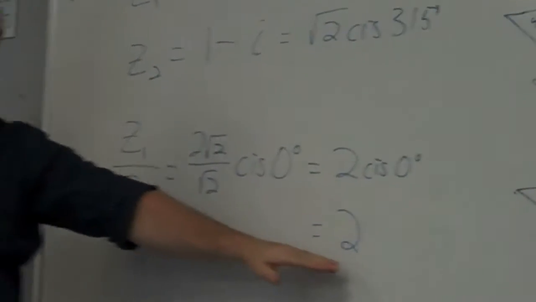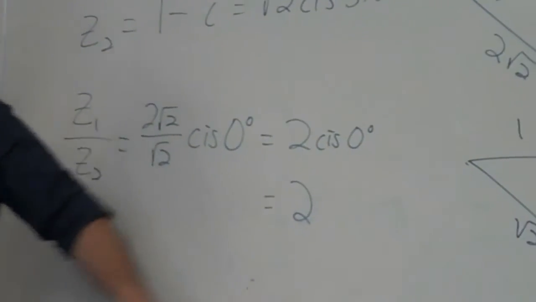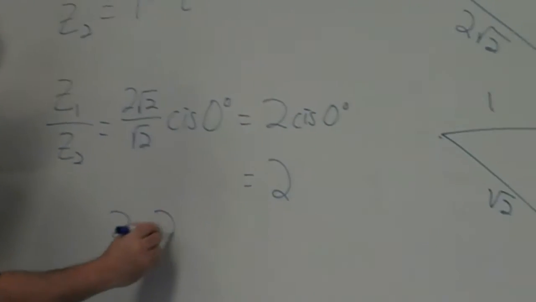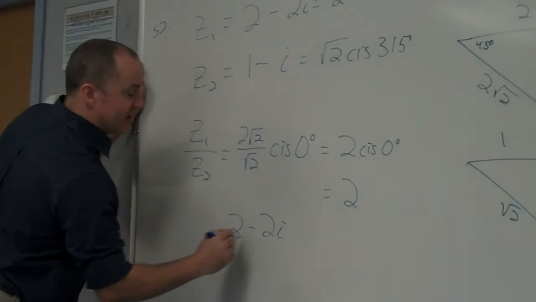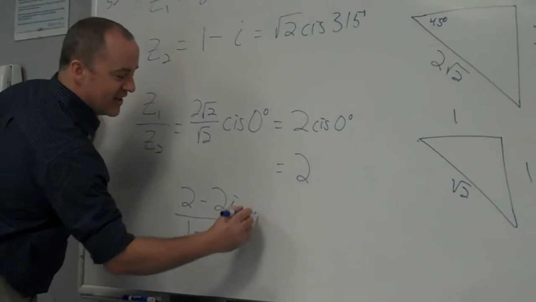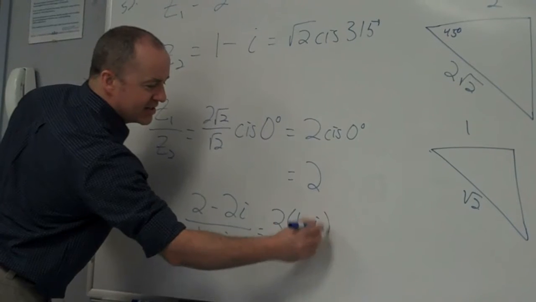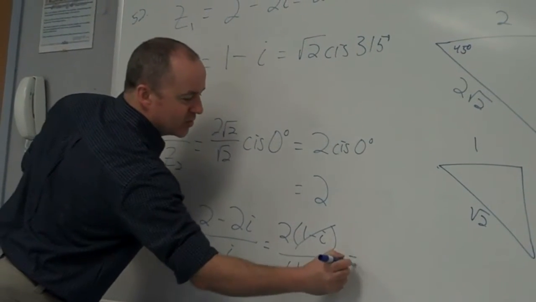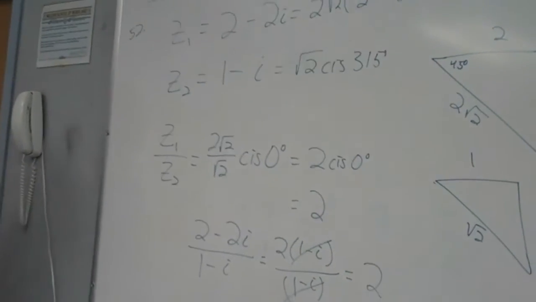Double the size of the other. Does this answer make sense? Yeah. If you were feeling scary clever, here's sort of the ultimate reward. I don't think I'm scary clever. 2 minus 2i over 1 minus i. Doesn't that equal 2 times 1 minus i over 1 minus i? So doesn't that equal 2? What? That's annoying. What did you just do?